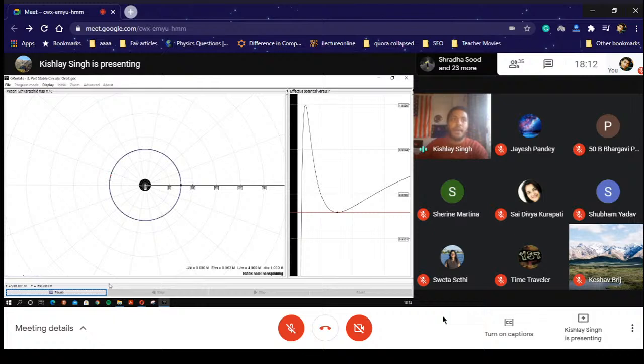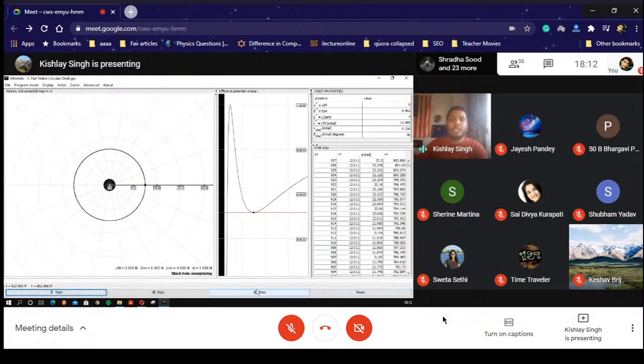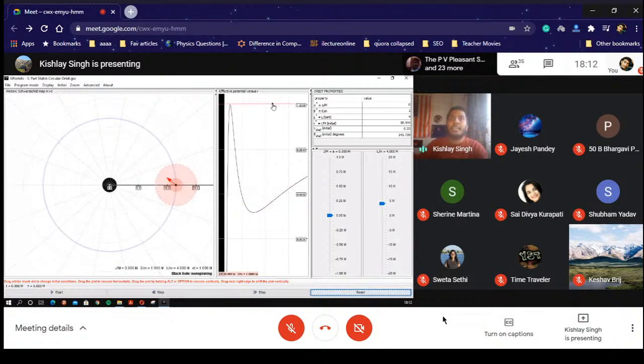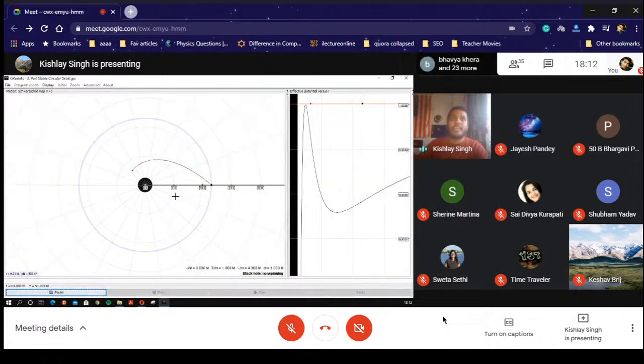Suppose I reset this and put the energy of the particle higher than the potential well. Look now what happens, right? It will just go inside and collide with the black hole. It will just come in and meet its fate, reaching the singularity. This particular simulation is for the non-spinning black hole.